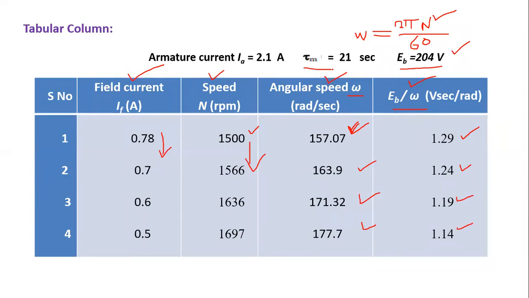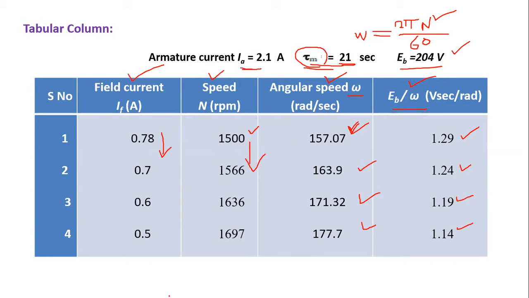And the mechanical time constant, tau suffix m, we are getting as 21 seconds, and the armature current is 2.1 amperes, right? This is the tabular column we are getting from this experiment. Once everything is over, then we need to draw a graph.